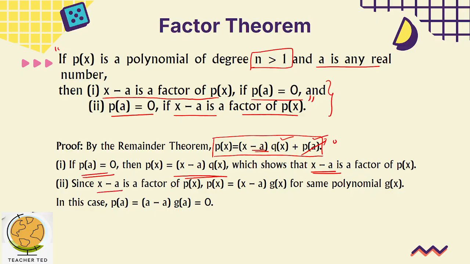Again, since x minus a is a factor of p of x, then p of x is equal to x minus a into g of x for some polynomial g of x. So if you substitute x equal to a, then p of a becomes 0. Again, it's the converse of the first theorem. I hope all of you understood this, and we have already come across zeros of a polynomial. These two concepts we have already learned in zeros of polynomials. Based on that theorem, we can state the factor theorem.